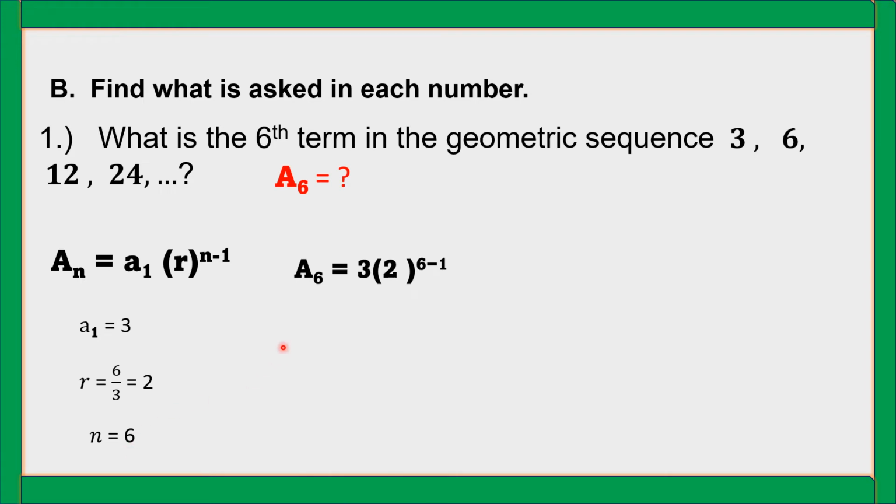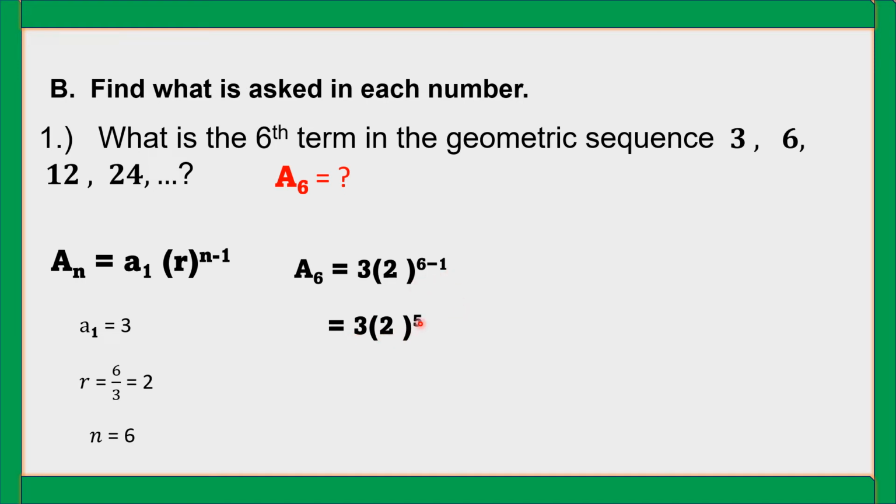And then, isubstitute natin mula sa ating formula. So, a sub n, yung n magiging 6, is equal to, the first term is 3. And then, yung value ni r natin, or ni ratio is 2. And then, yung value ni n natin is 6. So, 6 minus 1. So, ang una nating aayusin ay yung 6 minus 1, yung exponent. So, magiging siyang 3 times 2 raised to 6 minus 1 is 5.